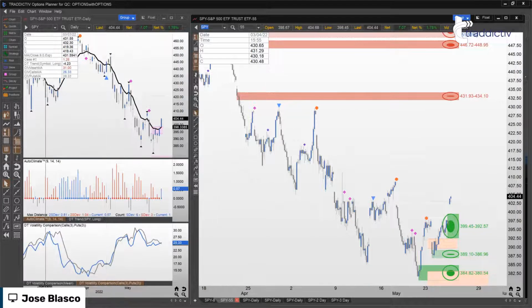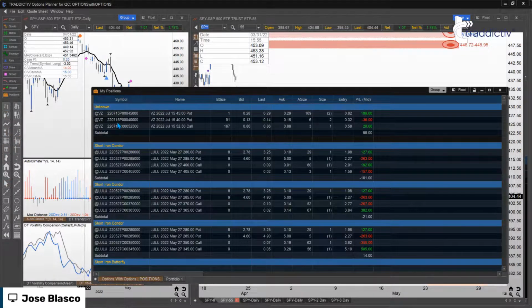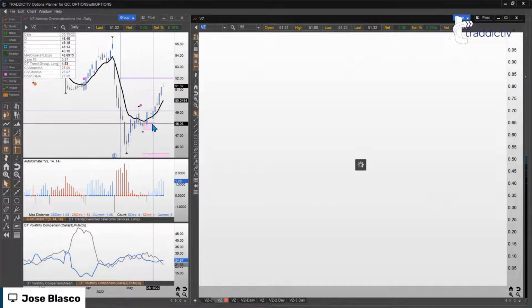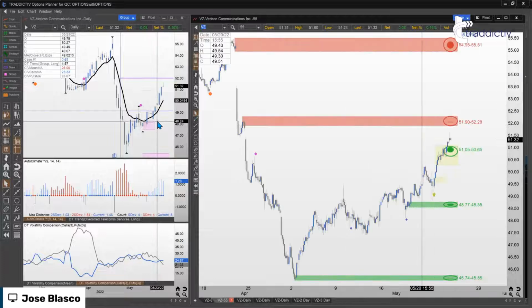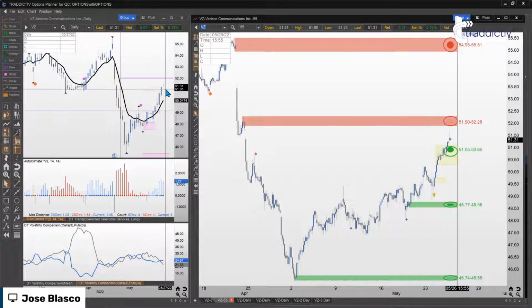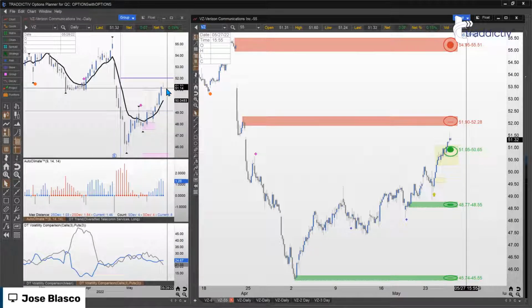Cool. So with all of this said, we're going to move now into reviewing our positions. Okay, I'll start with Verizon. Verizon, to be honest, is a trade that is working very well at this moment in time, surprisingly, because the other day I was mentioning that I was not expecting such a move to happen, given the fact that I was so bearish on the S&P.